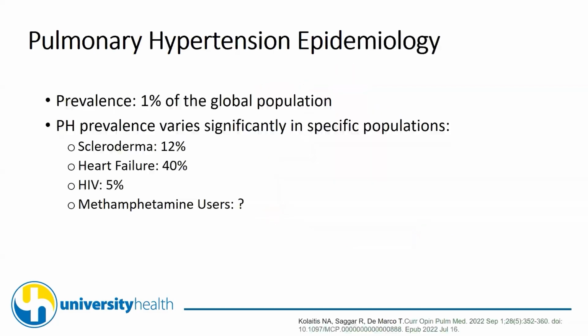Now, the prevalence changes based on the population. So the prevalence is 1% amongst the global population, but amongst patients with scleroderma, 12%. Amongst patients with heart failure, 40% have pulmonary hypertension. 5% of patients with HIV have pulmonary hypertension. Methamphetamine users, we're not sure. Some experts say 20, 30%. Some say 40% can develop pulmonary hypertension. So that's still being studied.